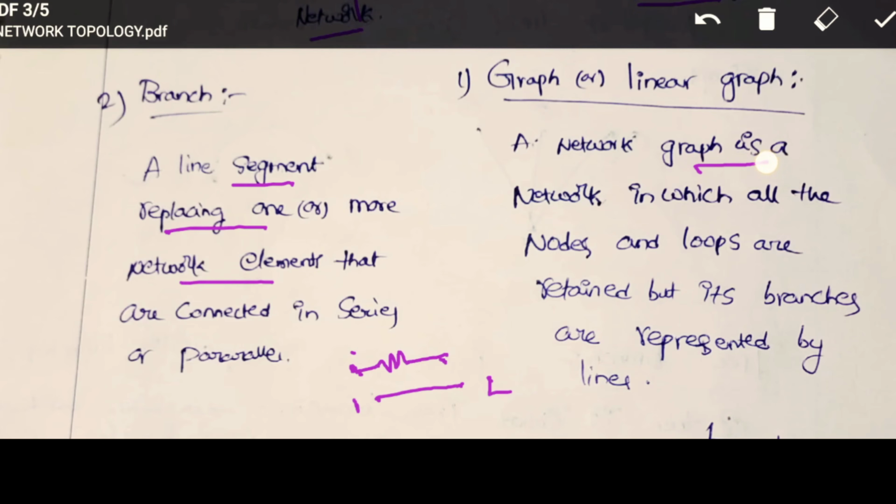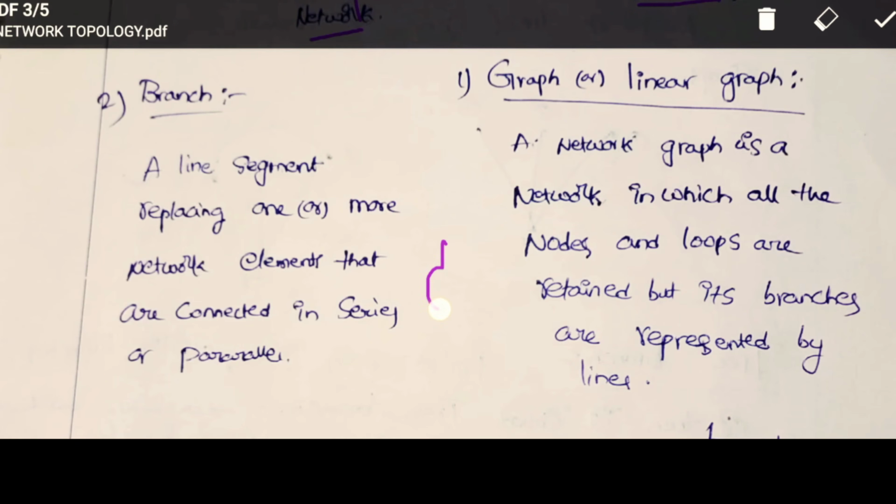A network graph is a network in which all nodes or loops are retained but its branches are replaced by lines. If you replace them with lines, then it is called a graph or linear graph. If you replace all the network elements with single lines, while replacing, it is important what I told.